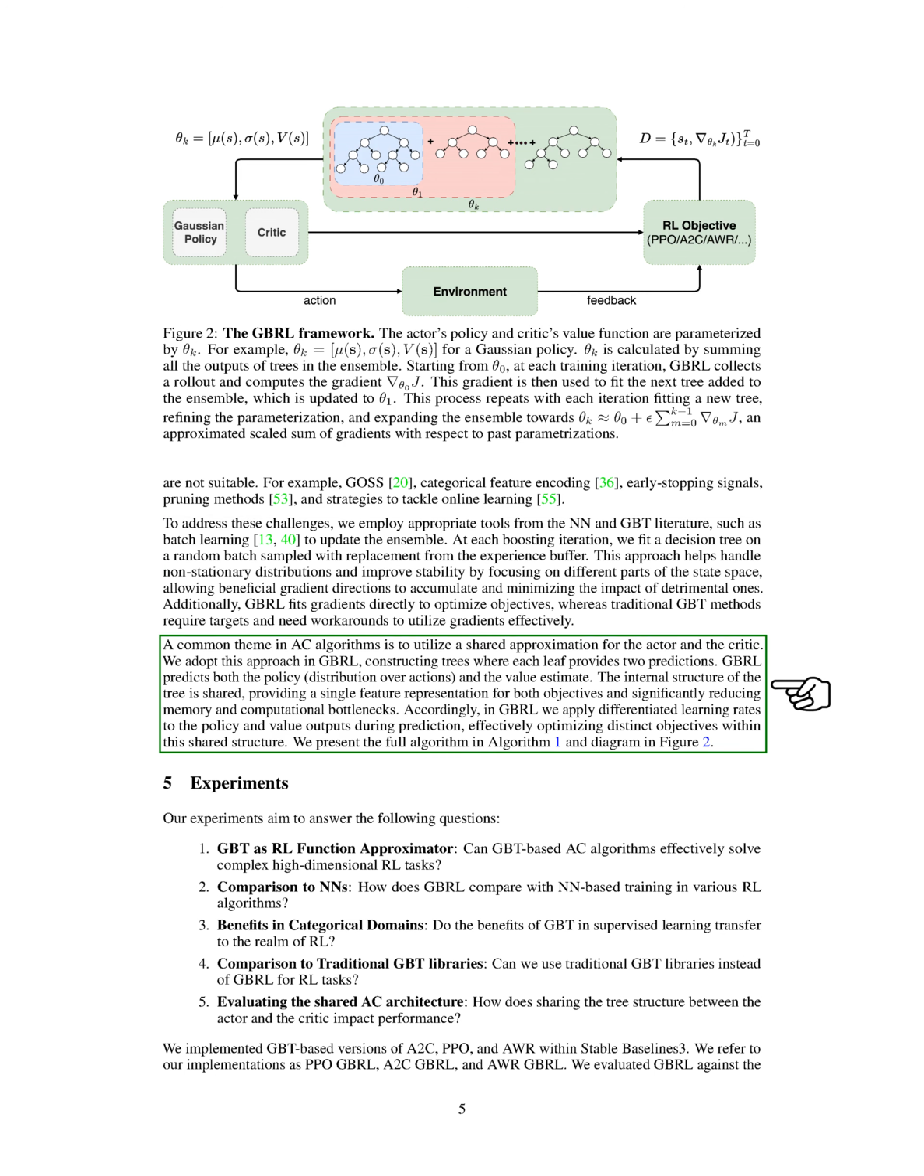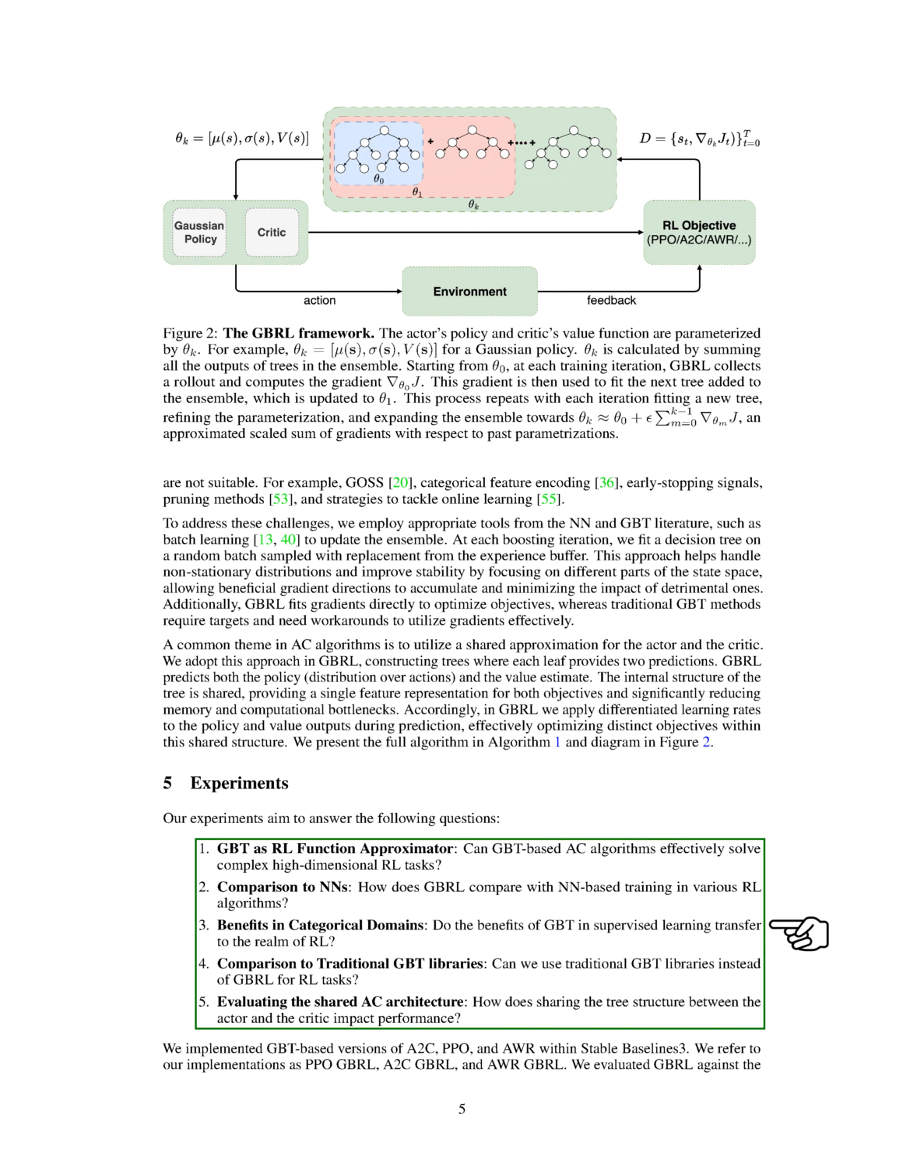In GBRL, we predict both the policy and value estimate using a shared tree structure, reducing memory and computational requirements. By applying different learning rates to the policy and value outputs, we can effectively optimize distinct objectives within this shared structure.